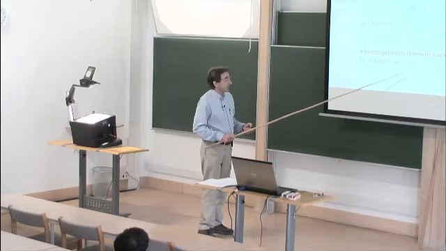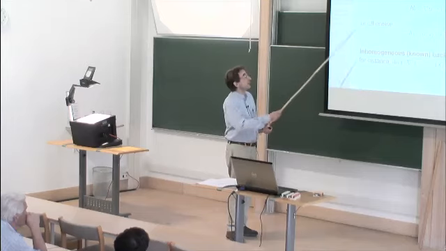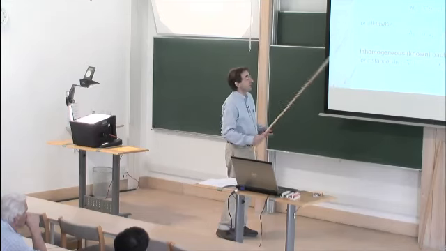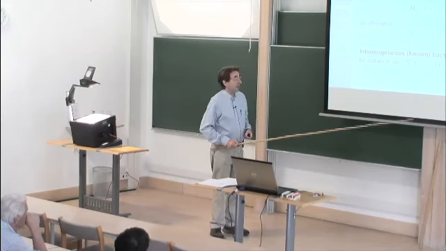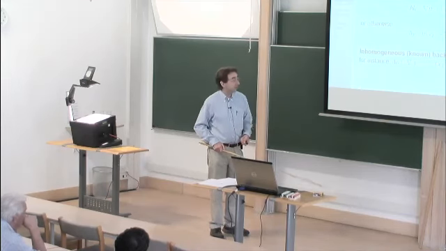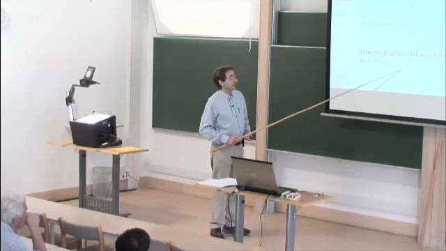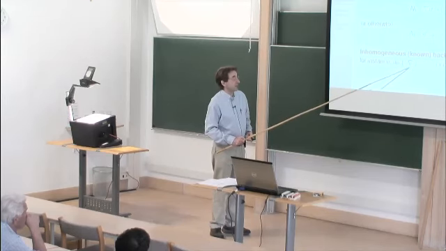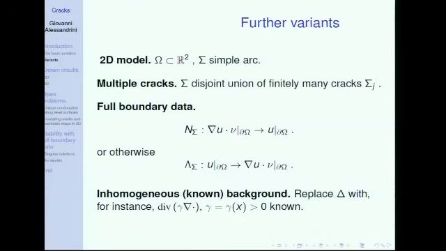A final variant that I will mention is the one in which the body omega in 2 or 3 dimensions is not homogeneous, but its inhomogeneity is known, is given. And so in this case, the underlying elliptic equation is not the Laplacian anymore, but is, for instance, this divergence equation with a variable coefficient, but known.